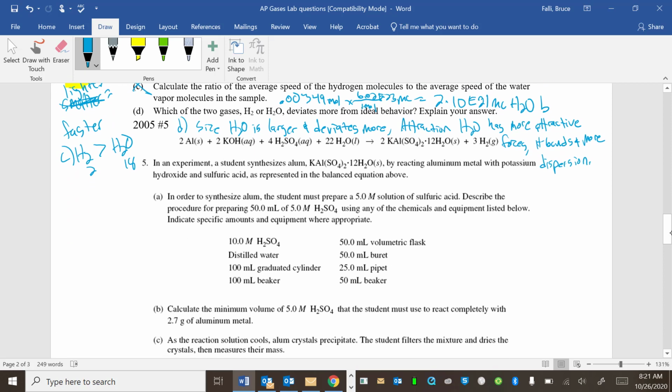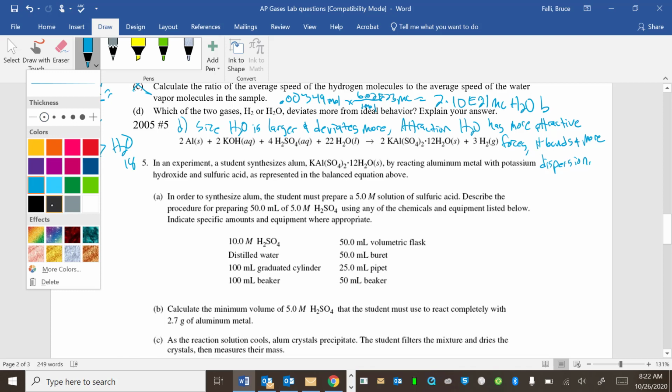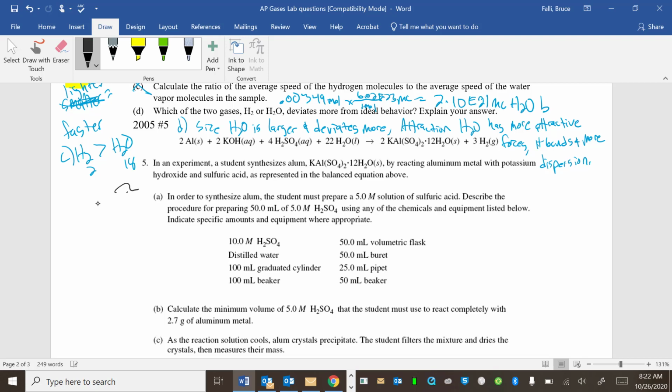All right, number 5. Let me change to yet another color. I wonder if some, oh, this says it's dark gray. That was black. In an experiment, a student synthesizes that big ugly thing by reacting aluminum metal with potassium hydroxide and sulfuric acid as represented in the equation above. Wow, that's a big honking equation. In order to synthesize alum, the student must prepare a 5 molar solution of sulfuric acid. Describe the procedure for preparing 50 milliliters of 5 molar H2SO4 using any of the chemicals equipment used before.